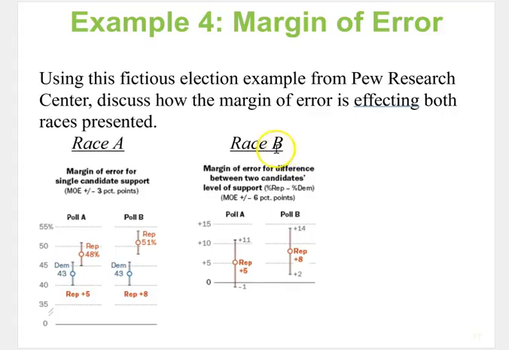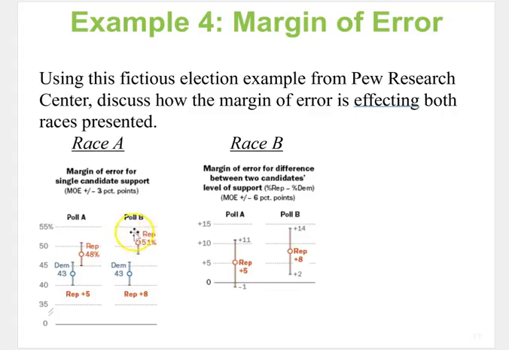Over here in race B, the margin of error for the difference between the candidates. If we look at the complete difference between the two, it could be as high as positive 11 in poll A, right? If we take the very top here and subtract it from the very bottom here, it could be as high as 11, or it could be -1. And because 0 is included in this, that means they are in a statistical tie.